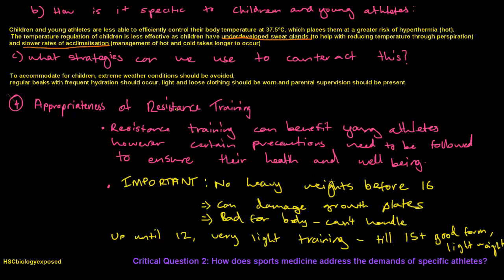First off, it is very important that there are no heavy weights before 16. That is one of the key rules, and the main reason is that if children and young athletes do heavy weights, they can damage growth plates, and it is very bad for the body. Their body really can't handle such heavy weights, and it will not be able to cope accordingly. So up to 12, very light training with the body only, and after 12 you can start using weights, but it should not be heavy.